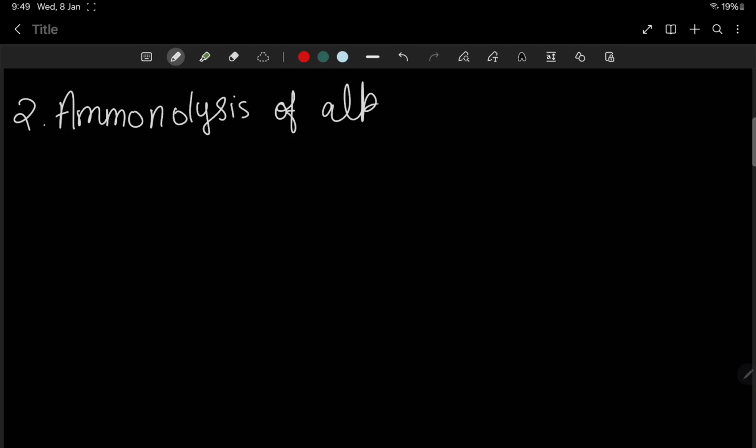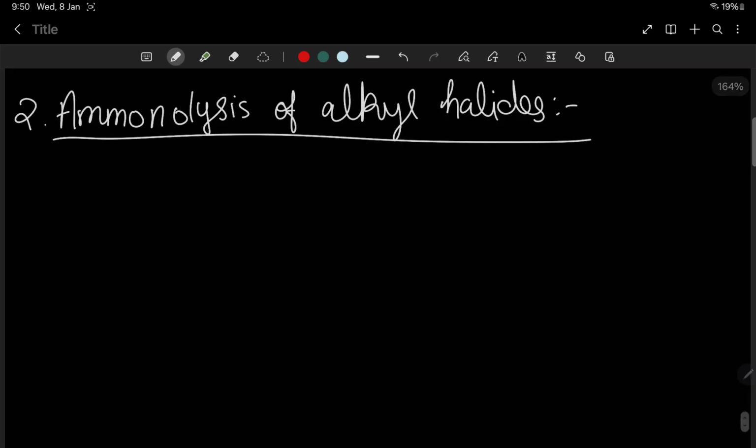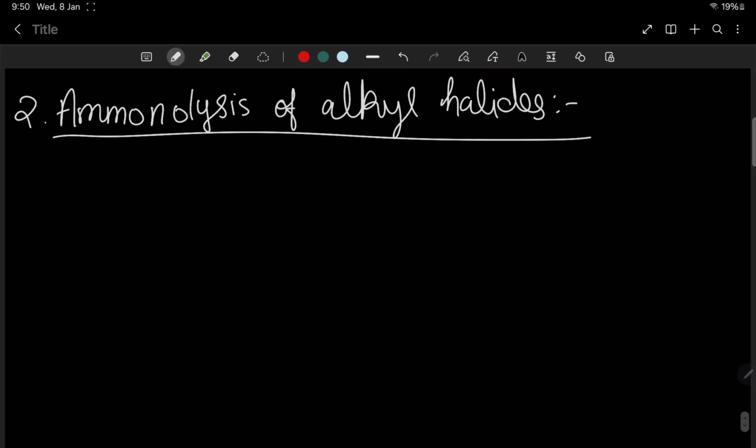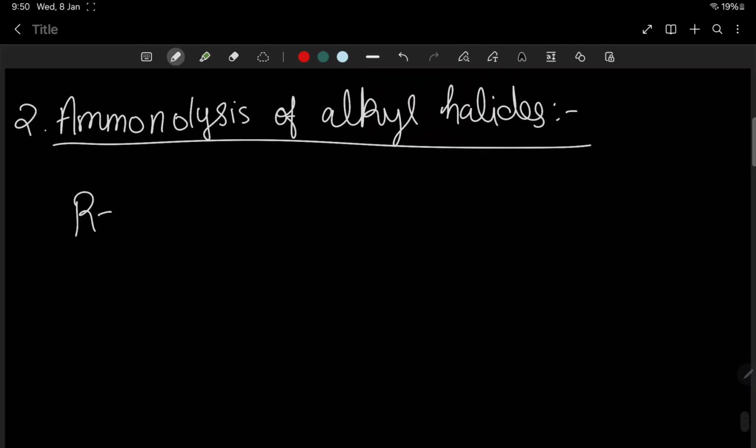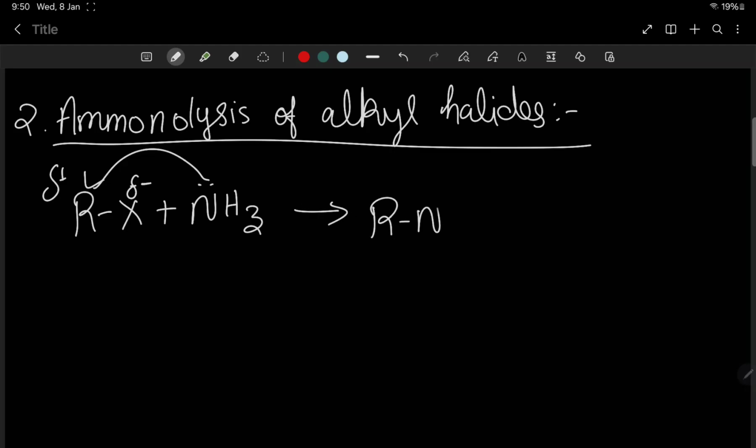Now, ammonolysis of alkyl halides. It's very simple. We did a similar reaction in the carboxylic acid chapter also. No, this is not the same reaction. In this kind of reaction, we take RX and add NH3 to it. The lone pair of NH3 goes and attaches to this R because it is electropositive, and this X is electronegative. So finally what we get is RNH3+ X-, a substituted ammonium salt.